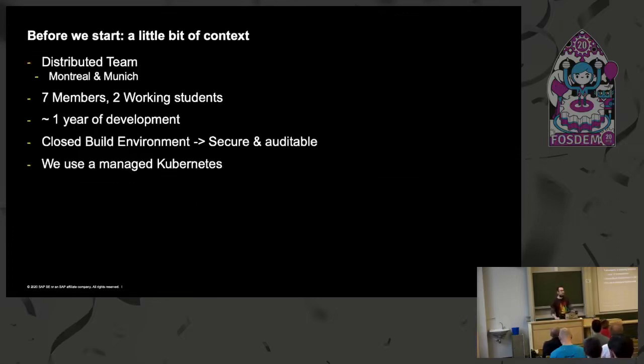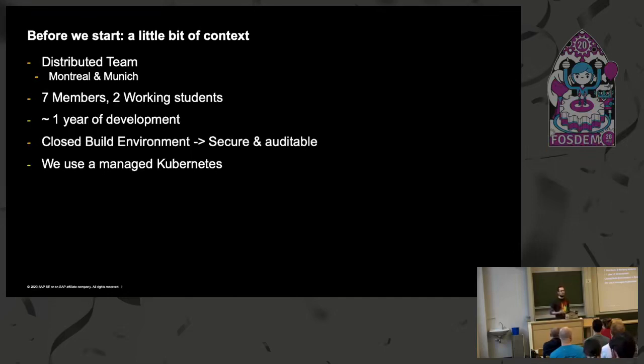So just to give you a little bit of context up front, we are a distributed team, Munich and Montreal. We are 7 team members, 2 of them are working students, and we have been building on that system for probably something like a year. There are a few details I will not go over because they are company specific, with networking and security stuff. But in general, it's very generic, and I think you could experience the same thing if you start doing Kubernetes tomorrow.